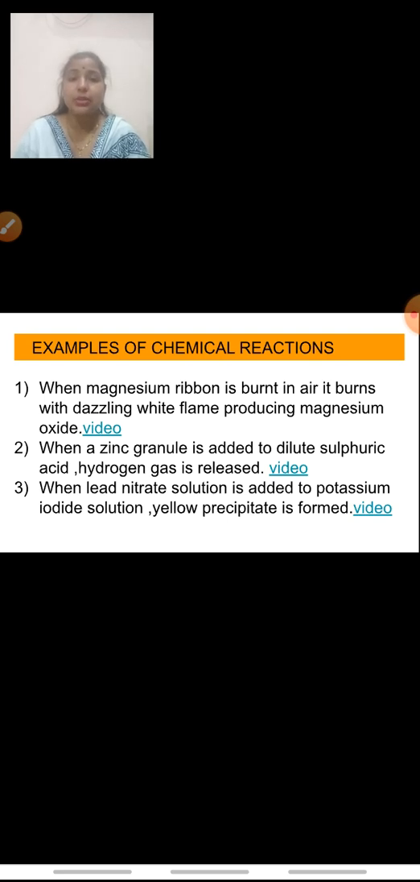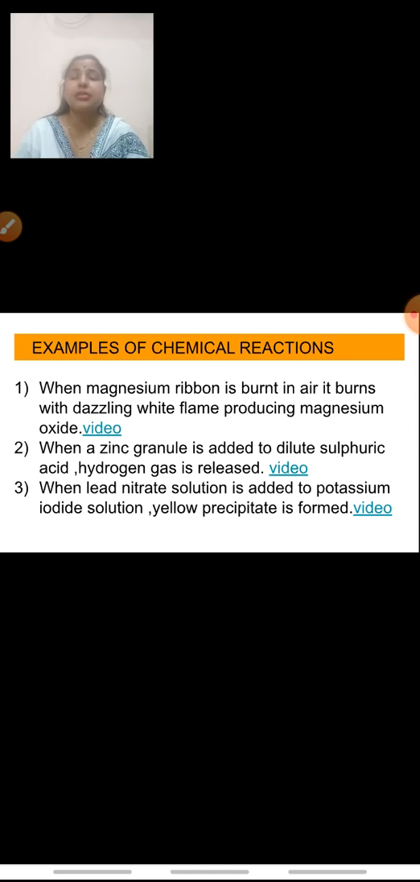Another example of a chemical change is when lead nitrate solution is added to potassium iodide. A yellow colored precipitate is formed. As the yellow precipitate formed is a new substance, this change is also termed as a chemical change.